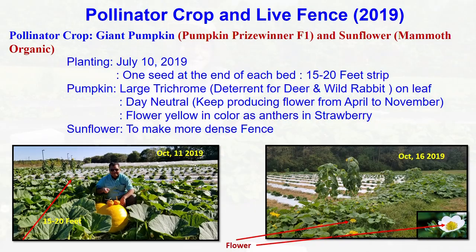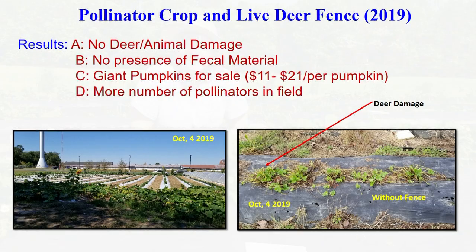I didn't find any deer damage to my strawberries. These vines are almost 10 to 20 feet in width. So we did scouting for fecal material. We didn't find any fecal material in our strawberry field. No deer damage or animal damage. In fact, one can have an economic advantage because you are growing giant pumpkin, and I saw it was $11 each last year. Second thing is more number of pollinators.